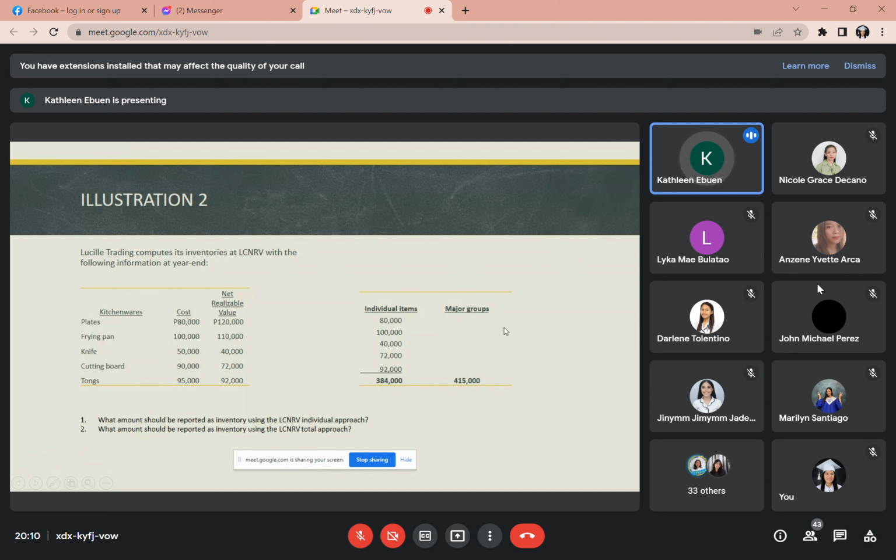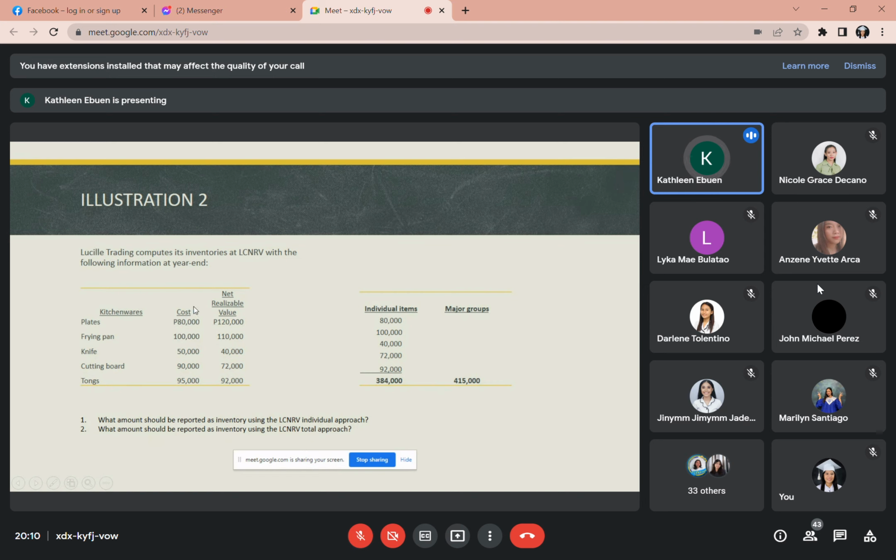Sa frying pan, ang kukunin nating cost is 100,000 kasi yun yung mas mababa. Sa knife, ang kukunin naman natin is 40,000. Sa cutting board is 72,000 and si tongs naman is 92,000. So the total LCNRV is 384,000. So if the problem is silent class, susundin natin yung individual approach, no? Isa-isahin natin lahat ng products. So 384,000. So what amount should be reported as inventory using the LCNRV total approach?